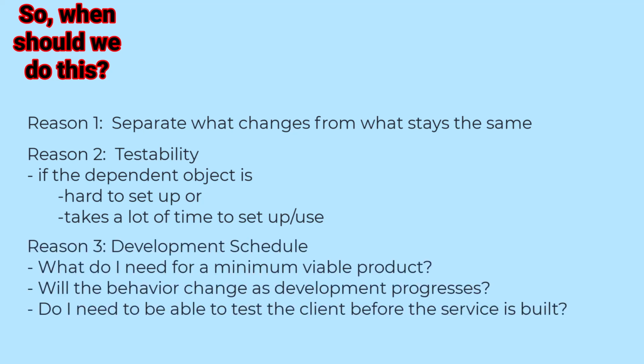My third clue is development schedule. If I need to be able to demonstrate a minimally functional client in my minimum viable product, but the dependency class is really complicated, I can use dependency injection and build a simpler version to get things started. For example, in my credit card system, I could start with all cards getting 2% back no matter what. Later, I can build more complicated cashback policies and add them to my system without changing the credit card class at all.